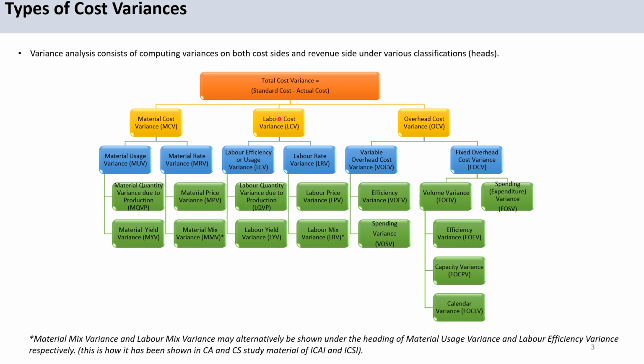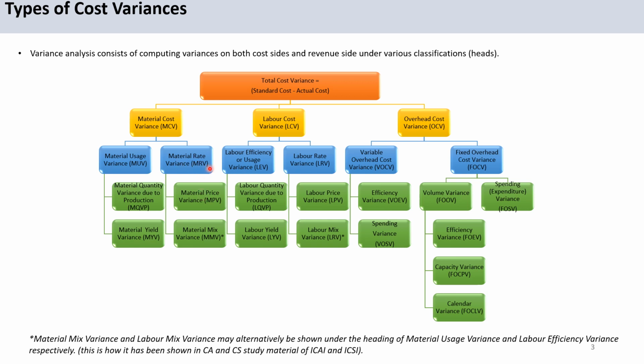So in this chart, I have shown the types of cost variances. That means standard cost minus actual cost, which can be broken into three parts: material cost variance, labor cost variance, and overheads cost variance. Material cost variance can further be split into two parts: material usage variance and material rate variance. And material usage variance can be split into further two parts: due to quantity, that means if the production is different than the standards, and material yield variance, which I will be explaining, along with all these concepts, in the subsequent slides with some examples.